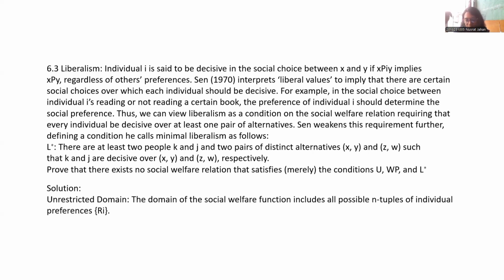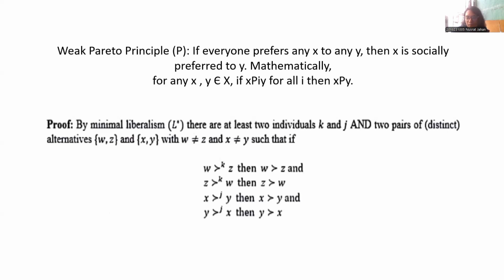If everyone prefers any X to any Y, where X and Y are a pair of alternatives or commodities, then X is socially preferred to Y. And we can see that the minimal liberalism was already described earlier. Now I will proceed to the proof.